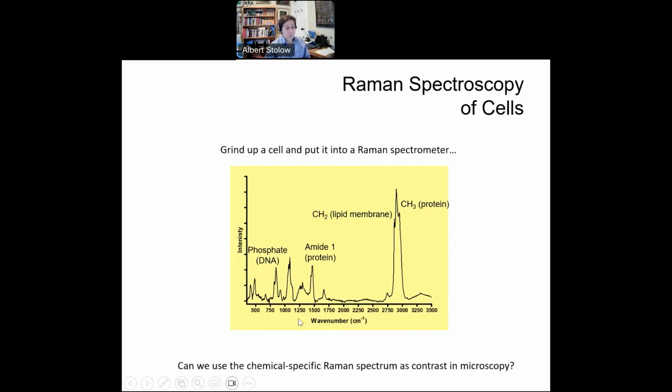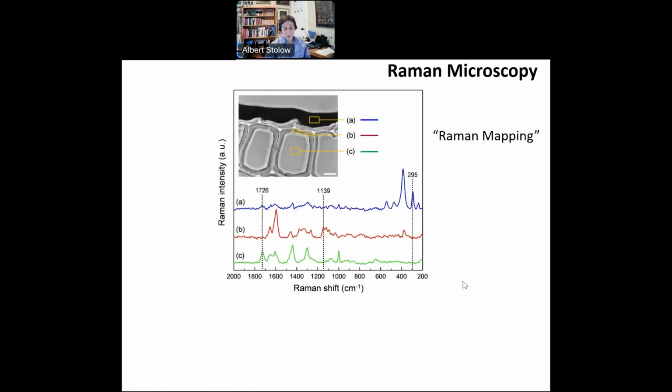If I could tune my Raman light to image, let's say here, phosphate, which is DNA, then when I make an image, I would see the spatial distribution of DNA or proteins or lipids. So this looks very promising. Can we use the chemical specific information of the Raman spectrum as the contrast agent in microscopy? And you can. This is called Raman microscopy. You can buy a Raman microscope if you had a lot of money.